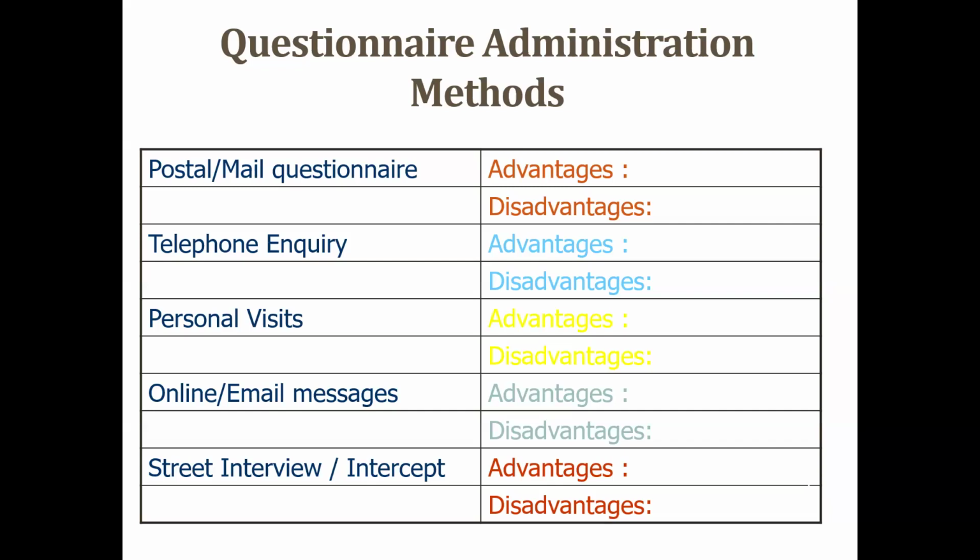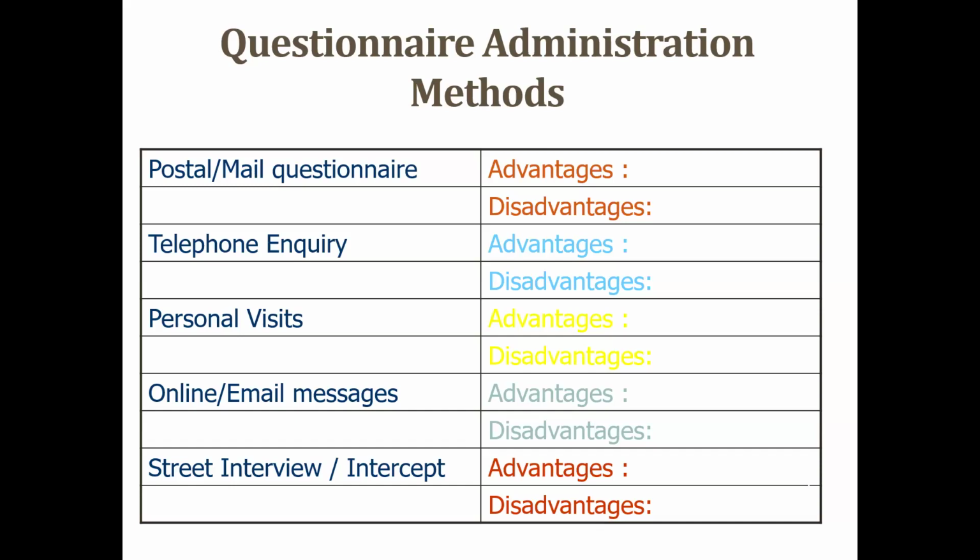All right. So, methods for questionnaire administration. There are so many forms. What we have here is not exhaustive, but broadly speaking, they are adequately exhaustive. Postal or mail. You can send your questionnaire by post mail to your target respondents, so that they can respond to your questionnaire and return it back to you.